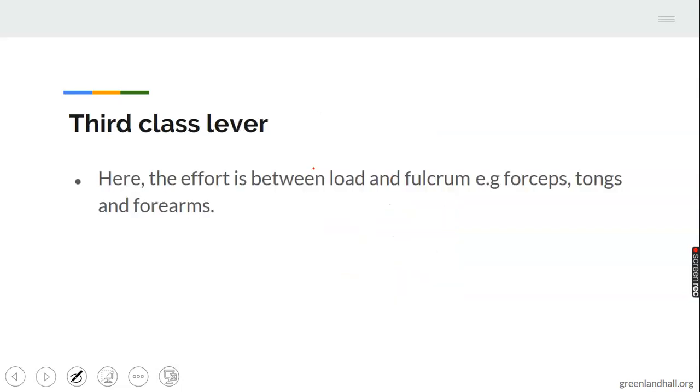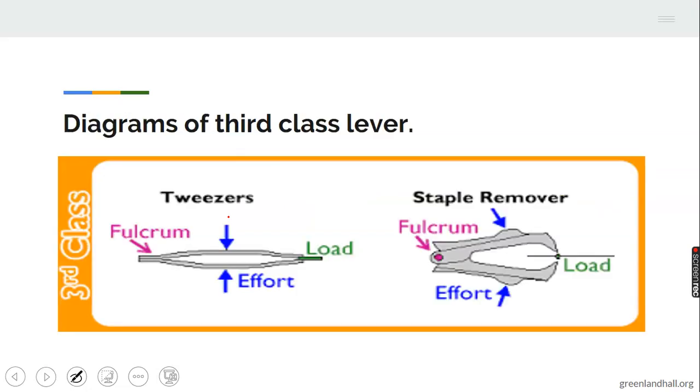Then we have what we call the third class lever. The effort is always between the load and the fulcrum. Examples are forceps, tongs, and forearms. They are examples of third class lever, where you have the effort, which is always between the load and the fulcrum. For example, you can see your tweezers and stapler. You have the effort in between the fulcrum and the load.